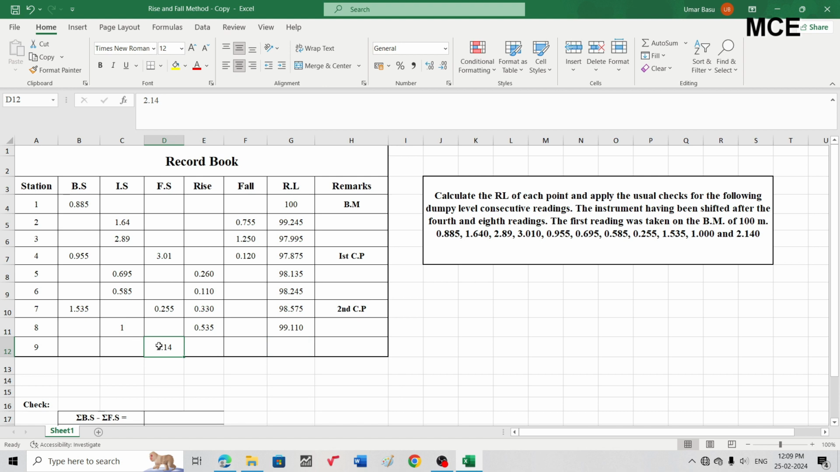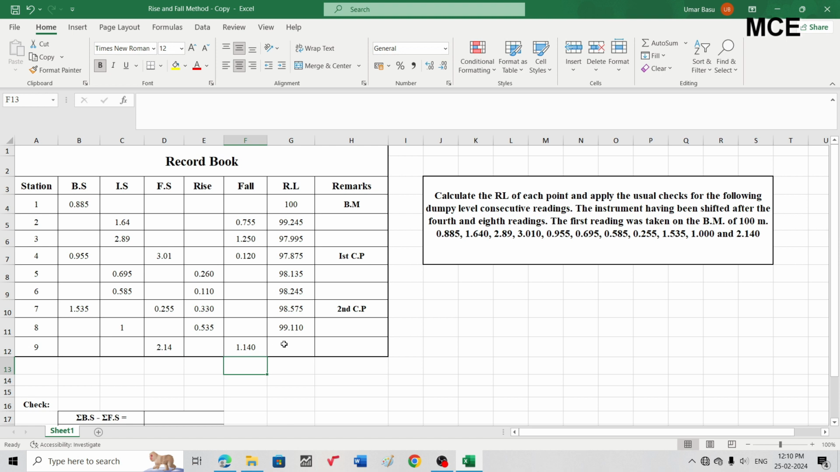This is more than the staff reading for the 8th station. It means the ground level is falling. Okay, so this will be written in the fall column. Select the fall column of the 9th station, write equal sign, and take the difference of 2.14 and 1, which is 1.14.